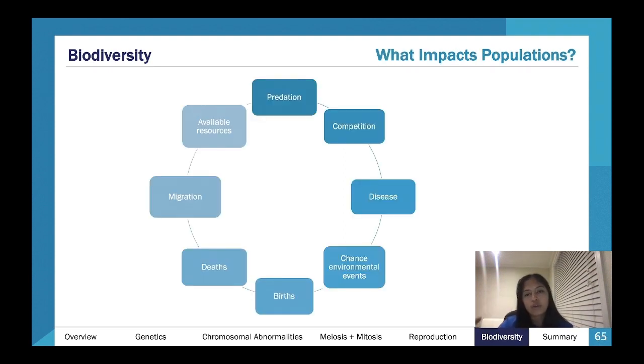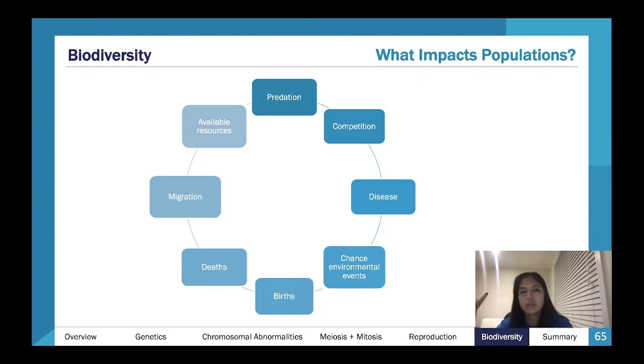Okay, so kind of going on from that, what impacts population? So you've got predation, obviously, competition. So again, if you're introducing these invasive pests, other organisms that are competing for the same resources, that's going to cause a fluctuation as well. Disease, trans-environmental events, obviously the number of births. So with predation, we're thinking about the number of deaths, births as well, in terms of migration and resources.